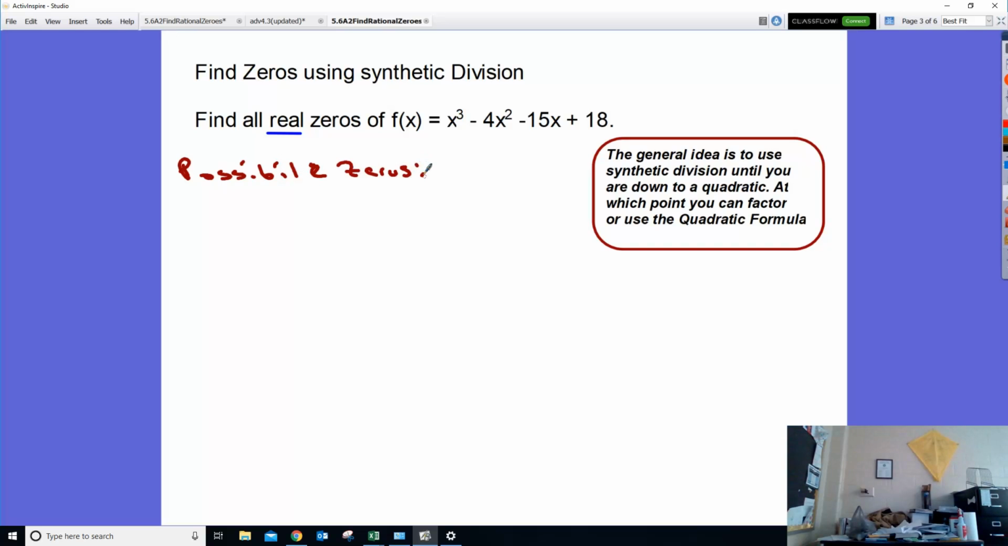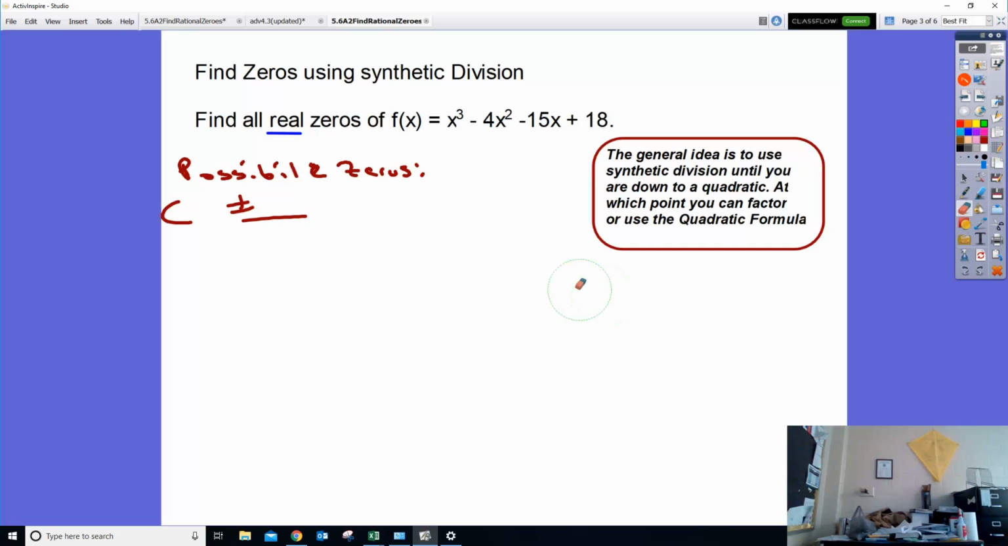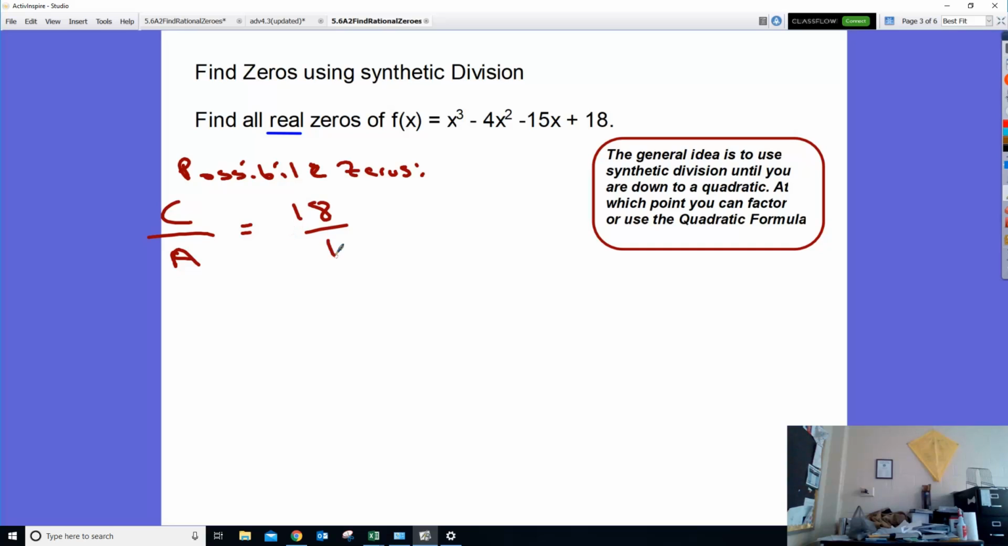Possible zeros are factors of c over factors of a. So c is 18. I'm going to do this in 2 steps instead of 1. You've got c over a. It's 18 sitting over 1, because a is 1. In front of x cubed, there is a 1.